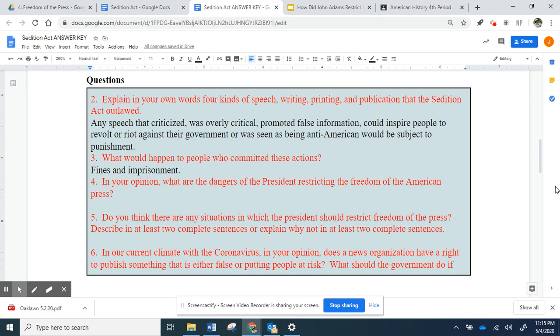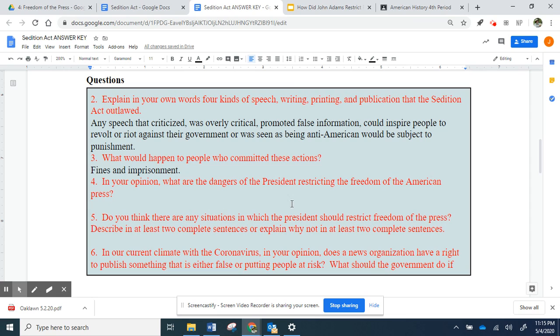What would happen to these people who committed these actions? Fine and imprisonment. Okay. And then you have 3 questions to answer on your own here. In your opinion, what are the dangers of the president restricting the freedom of the American press? So talk about some of the dangers that would be where the government has final say, or the president has final say in what the press can publish.